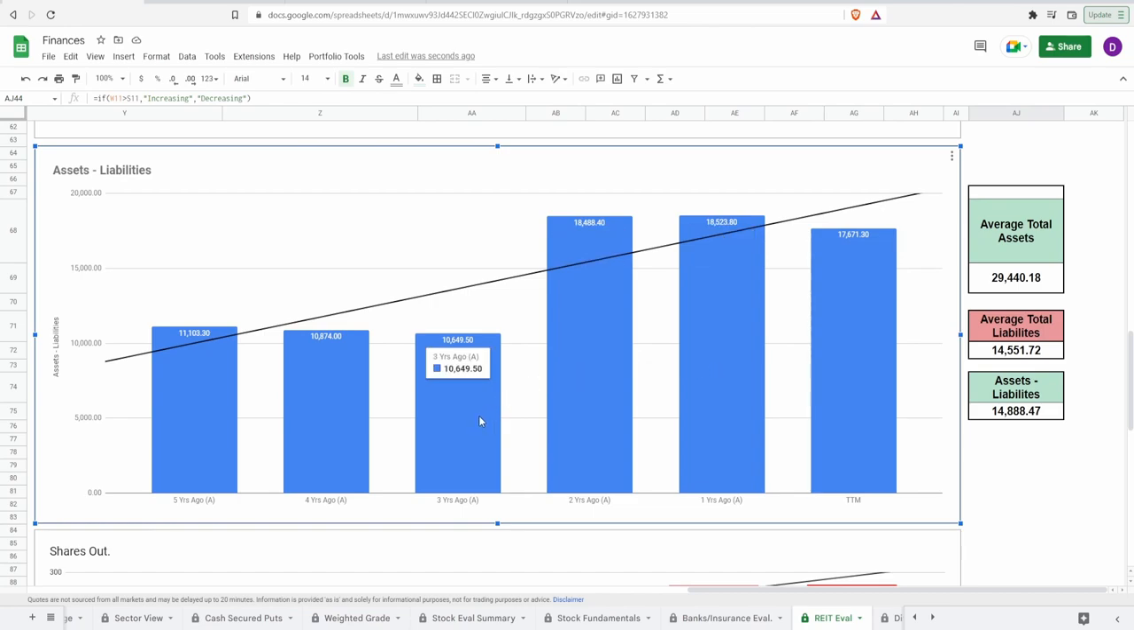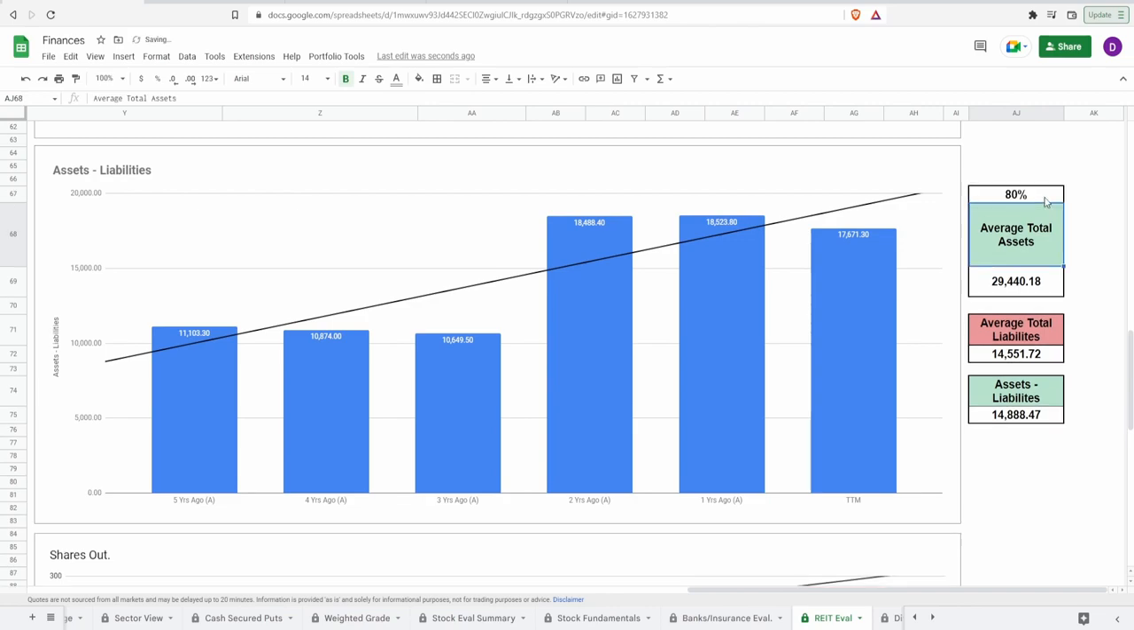And, well, we do get to see that right when COVID hit 2 years ago, they had a massive spike going from 3 years ago of $10.6 billion to then $18.5 billion. Absolutely massive. Average total assets is around $29.4 billion. Average liabilities is $14.6 billion. And doing this difference, we get around $15 billion, guys. I'm going to give this essentially like an 80%, mainly because, you know, it is increasing and I like that. But we do see a massive jump right here from 3 to 2 years ago. I don't necessarily like that, but I understand as to why it occurred. I'm going to give it an 80%.